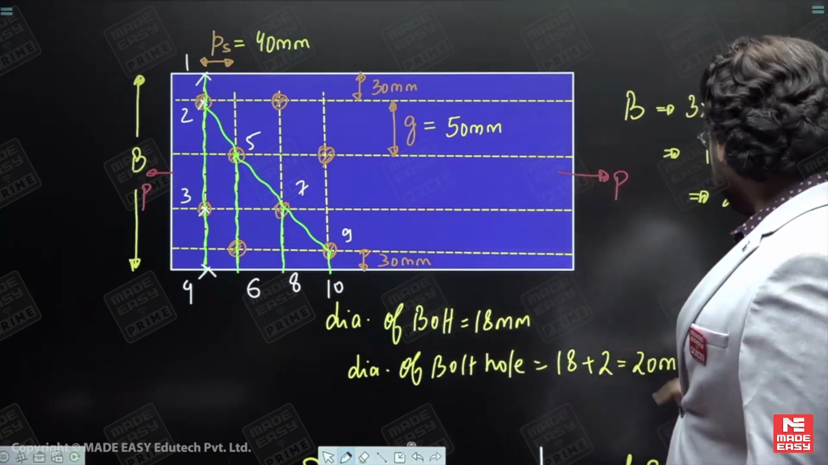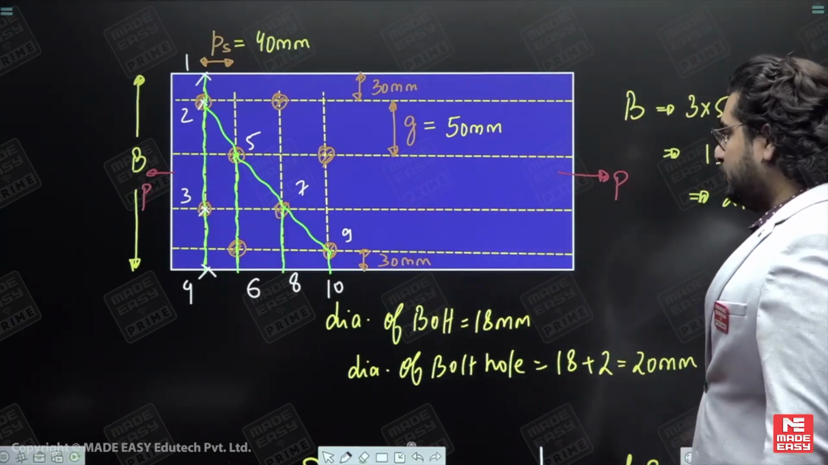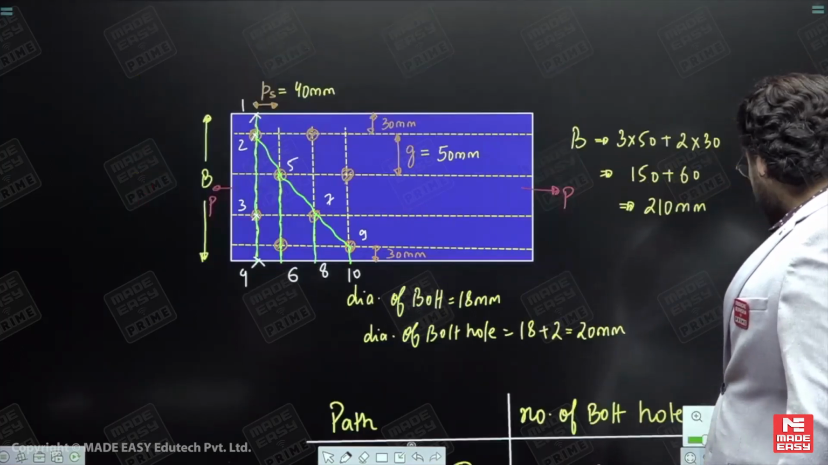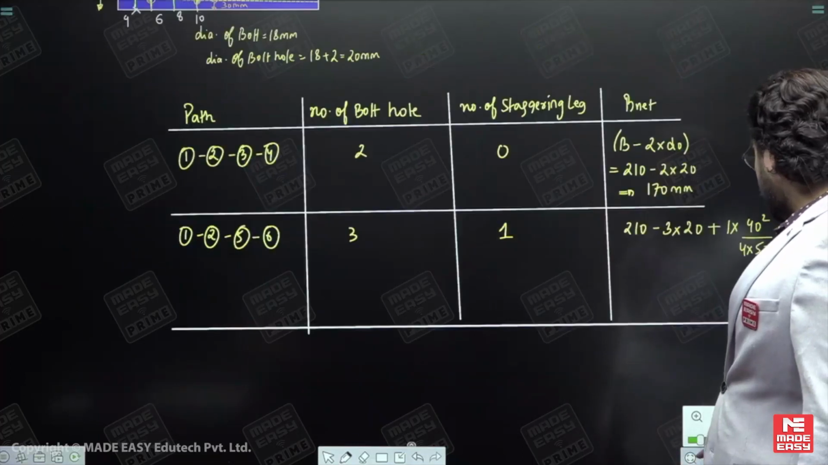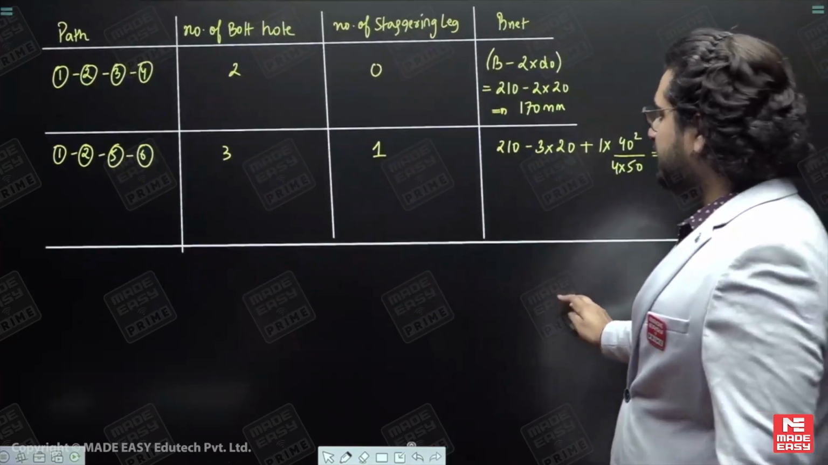So this is a unique case. You can solve this out. So 1, 2, 5, 7, 9. Let us consider the path 1, 2, 5, 7, 9.